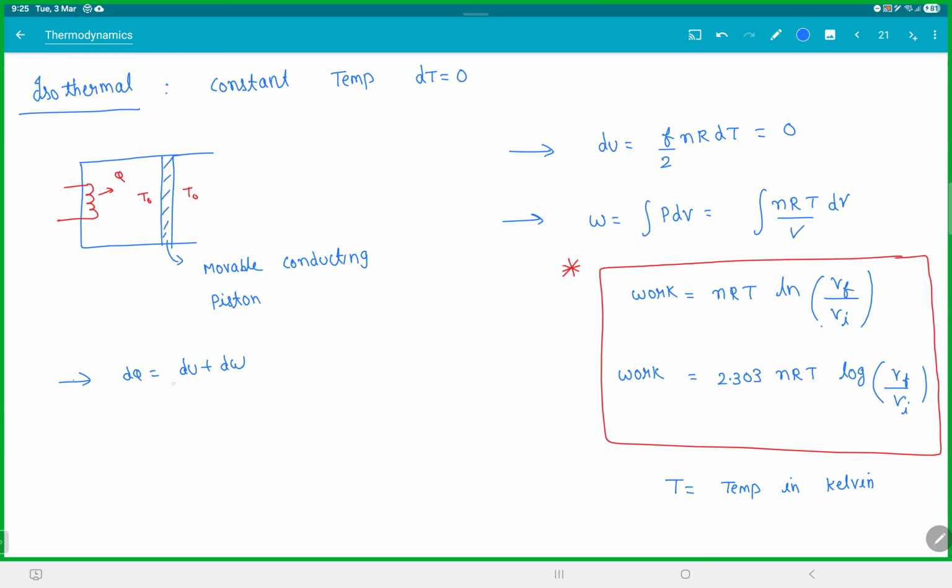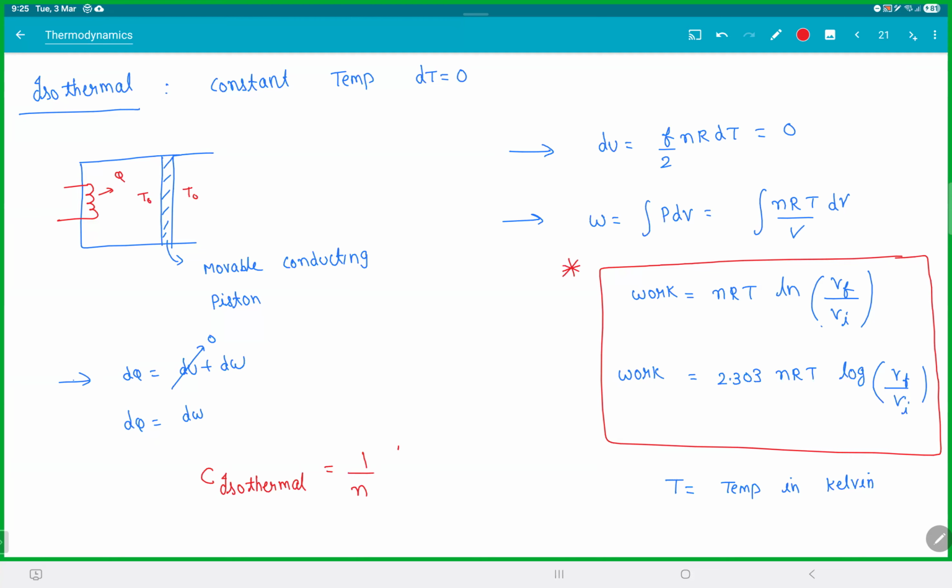So dU is anyways 0, so dQ is equal to dW. Now, the important thing, what is the molar heat capacity for an isothermal process then? You can even write P final be P initial also. So the molar heat capacity of an isothermal process. If you go back to the definition, what is it?